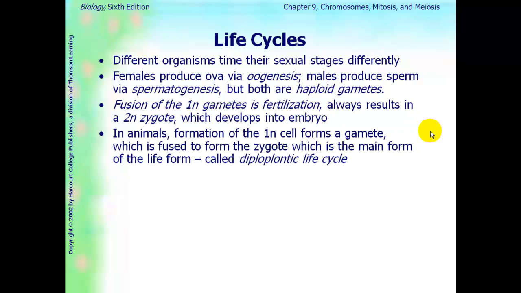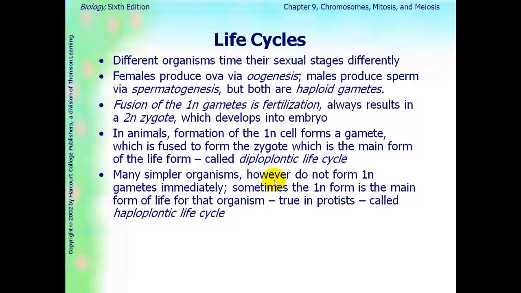In animals, the 1N cell forms a gamete, which is fused to form the zygote, which is the main form of the life form, called the diplontic life cycle. So when you start with a 1N, you go through fertilization and make the 2N zygote, that's what the life cycle is called: diplontic.